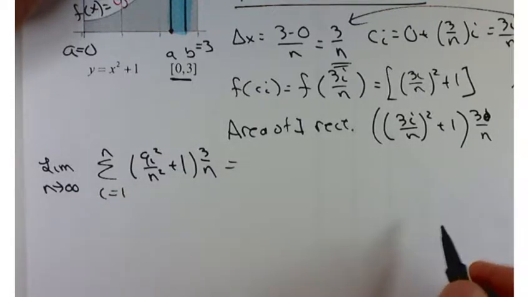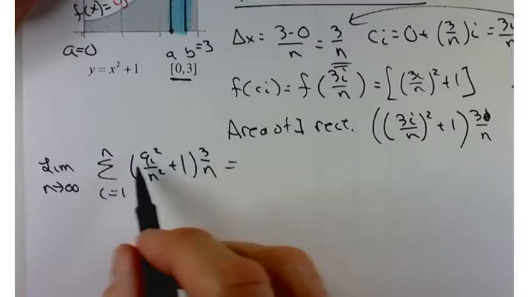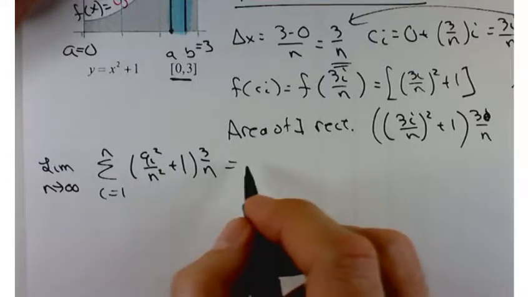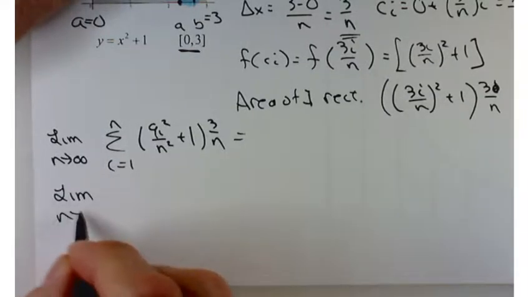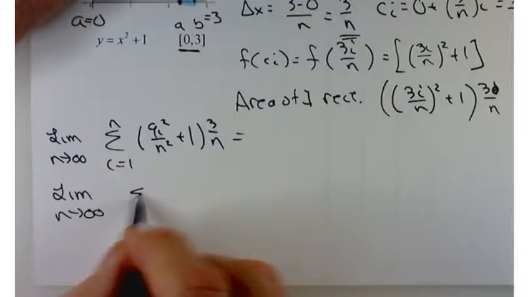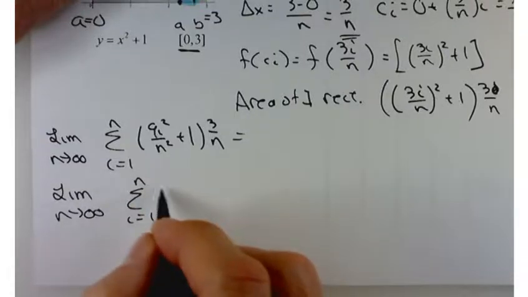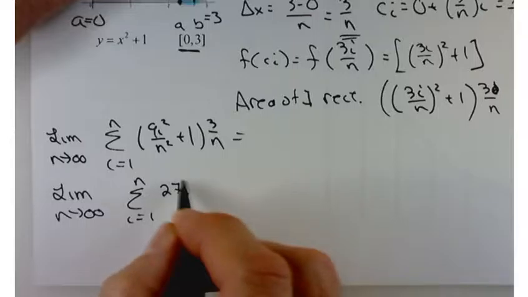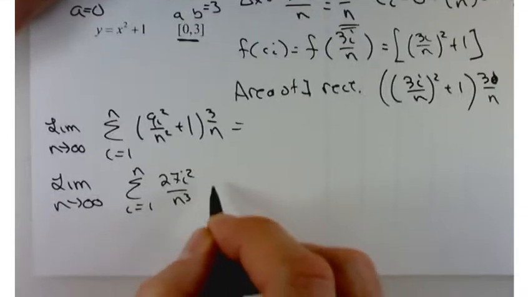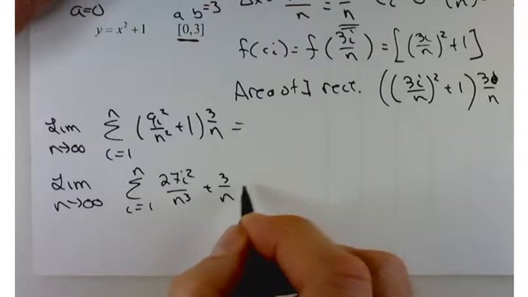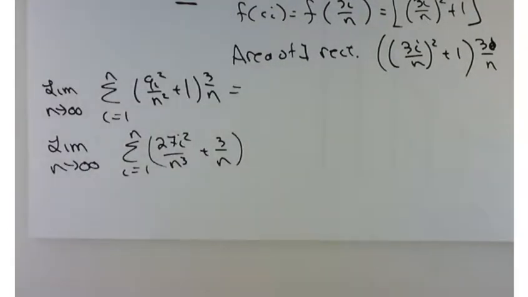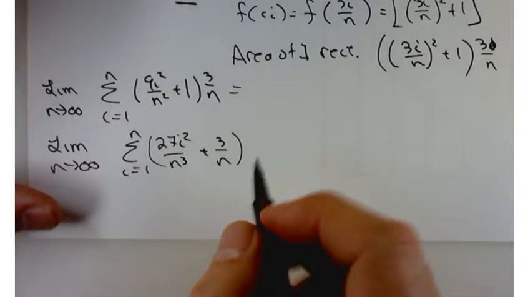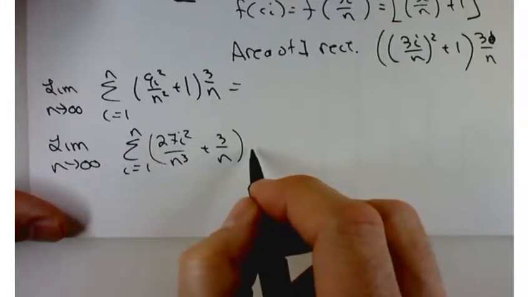Okay. Let's play around with this a little bit. I can distribute the 3 over n. And that becomes the limit as n approaches infinity of the sum from i equals 1 to n of 27i squared over n cubed plus 3 over n. Let's keep going.